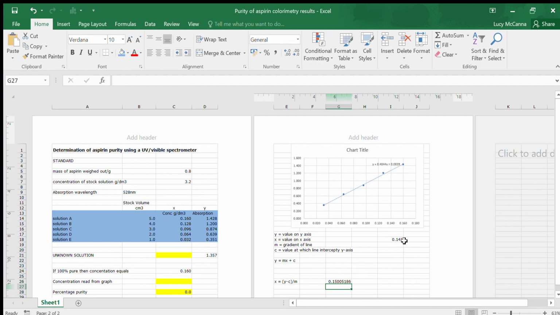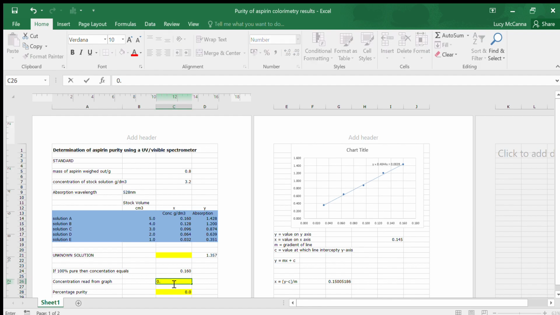And what you'll see is that our prediction was 0.14-ish, 0.145, and the true accurate value is 0.15. So that's not bad. We've sense checked our value. So once we've got this x value, that goes in here. Concentration read from the graph was 0.15. I'm going to round it. And what we've got here is it's converted it to a percentage purity. So we've got a 93.8% pure aspirin sample.